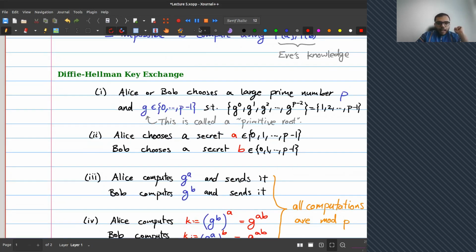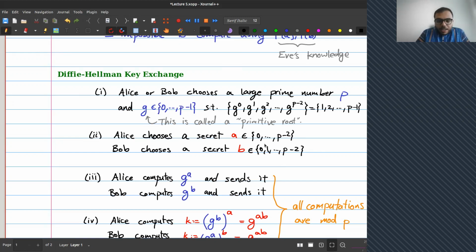Okay. Another point is I had a small typo here and I have to fix it. I said that Alice chooses a secret a, which is between 0 and p minus 1. This should actually be between 0 and p minus 2. Or it should be between 1 and p minus 1. Very small typo, but important.